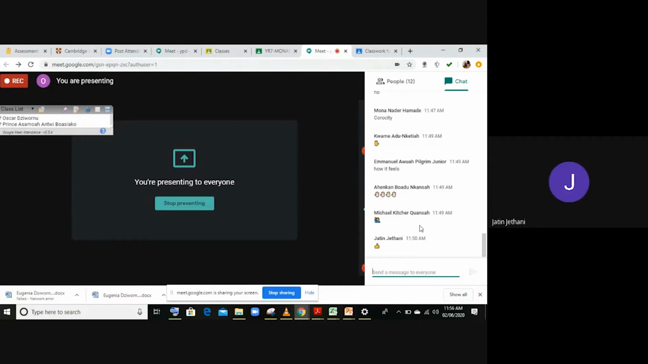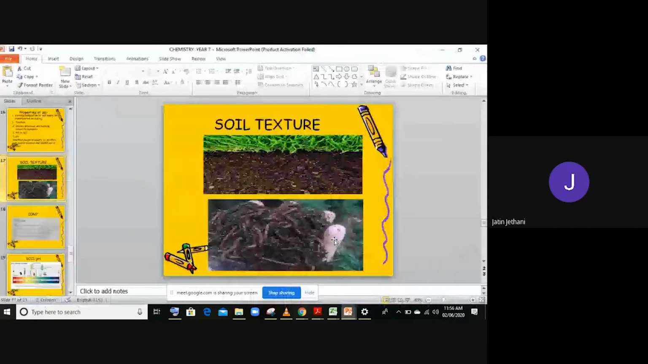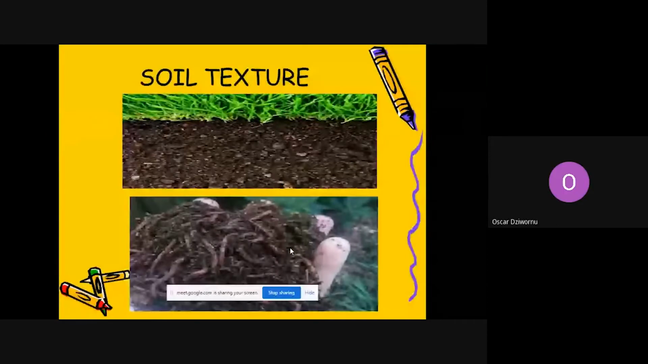So the texture means how the soil is like. Is it soft? Is it rough? Is it hard? If you put it on your palm, you would instantly know how the soil is. Like in the picture there, you see the woman has a hand and she has worms in the soil. That means the soil is soft because the worms can pass through it very easily. But if you look at the upper picture, it is hard. You can see the stones there and the rest. That's a great contribution.